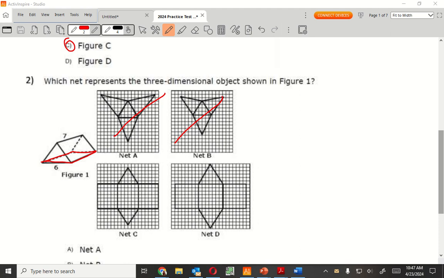So that means that my base right here is going to be a 6, and going this way is going to be a 7. So, 1, 2, 3, 4, 5, 6. Let's see over here. 1, 2, 3, 4, 5, 6, 7. Uh-oh. Then it should go up 7. 1, 2, 3, 4, 5, 6, 7. There we go. So again, this one right here is going to be option C for this net.